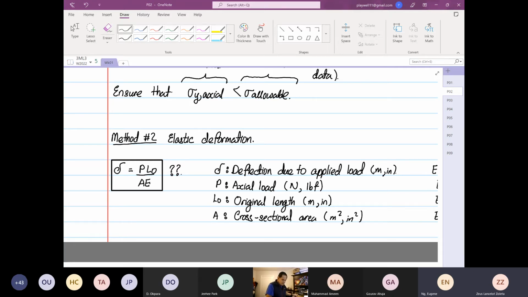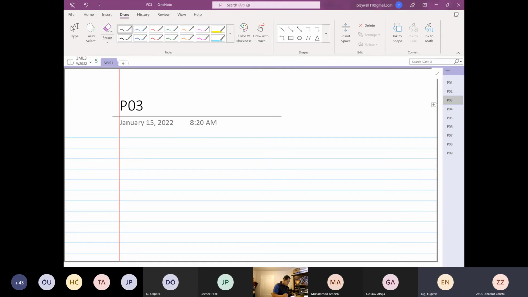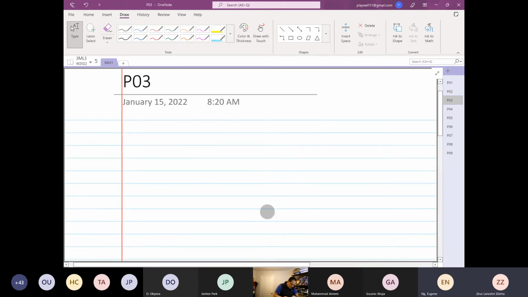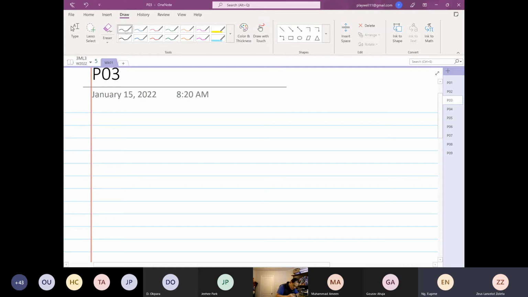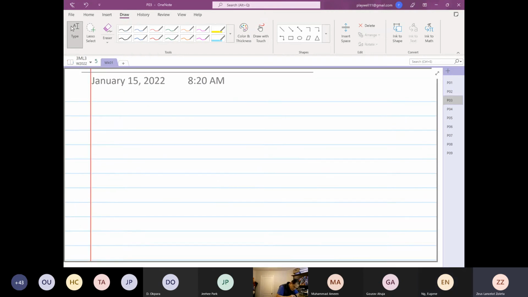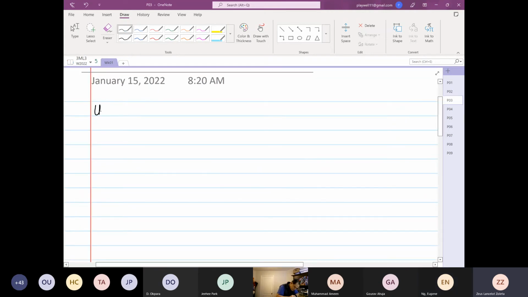Okay, so how do they derive this formula? After I've derived this formula, we'll go for our first break. So when they derived this formula, they focused on axial loading condition only.